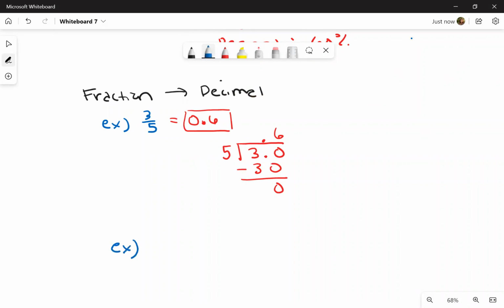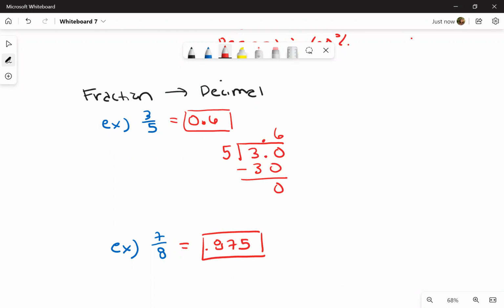So why don't you grab your calculator and let's look at 7/8. Let's divide on the calculator. 7 divided by 8. I'm going to put it into my calculator. Pause the video if you need to grab it and put it into yours. And I get 0.875.